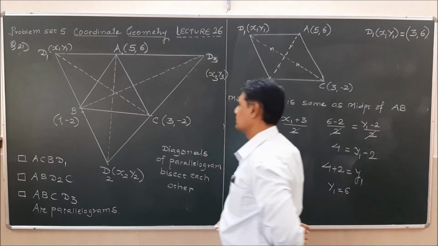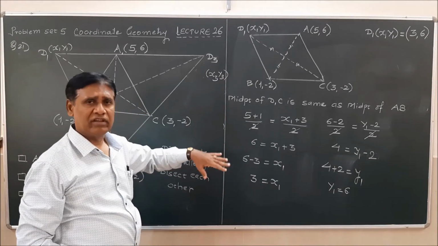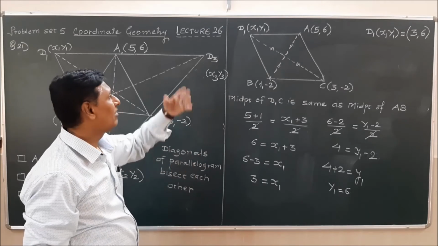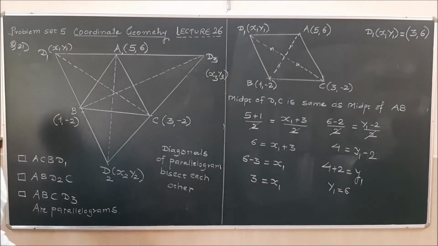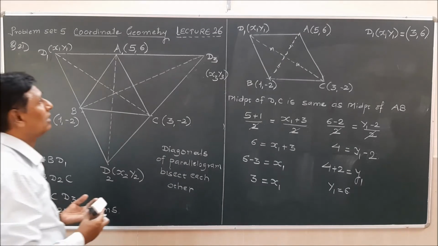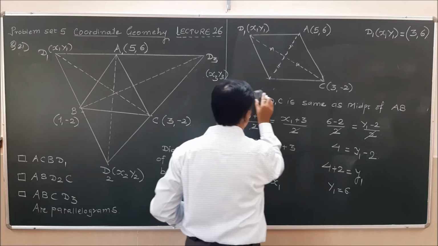3 comma 6. Same way, the method is same. Now I'll find out the value of D2. Now you will find the area, students. This is another one. Okay?